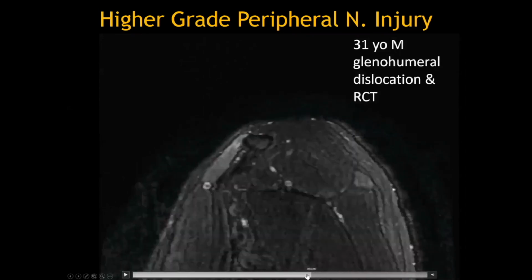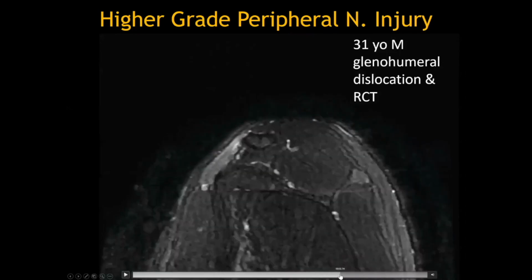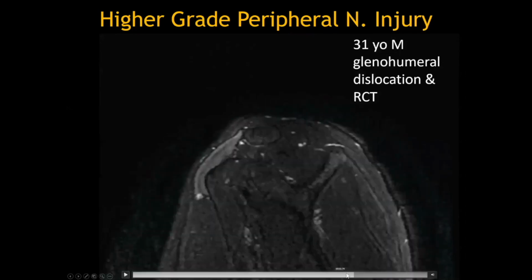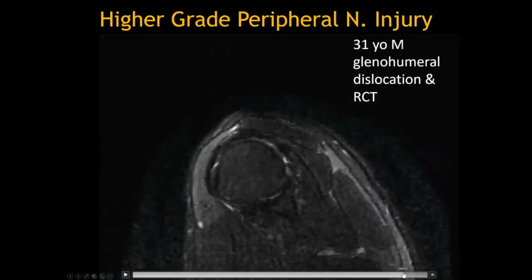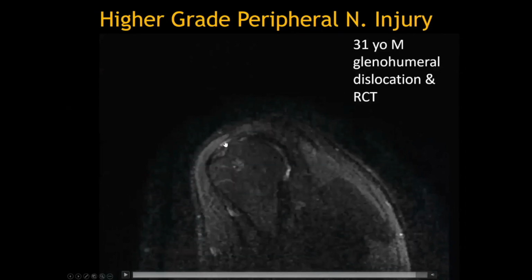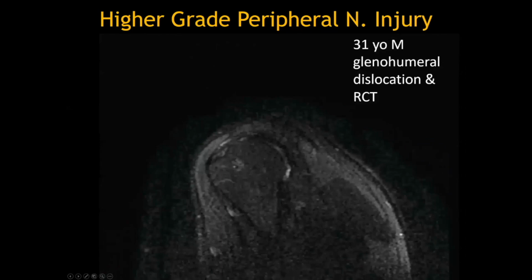And so for some reason or another, this patient actually had a more central injury involving the posterior cord rather than the axillary nerve itself. But you can see the associated denervation edema of the deltoid muscle compared to the other muscles. So this patient actually had loss of triceps extension as well, which is supplied by the radial nerve, also a branch of that posterior cord.